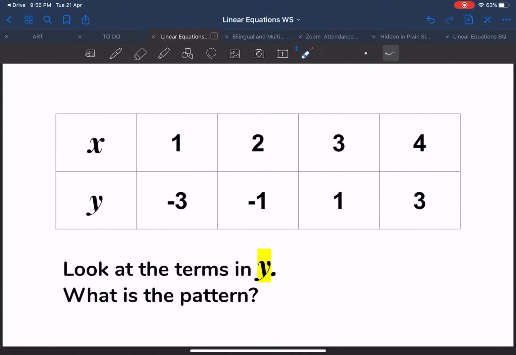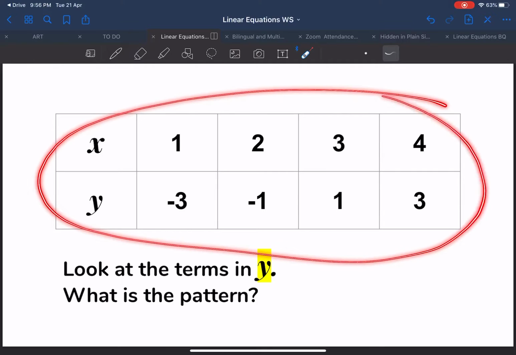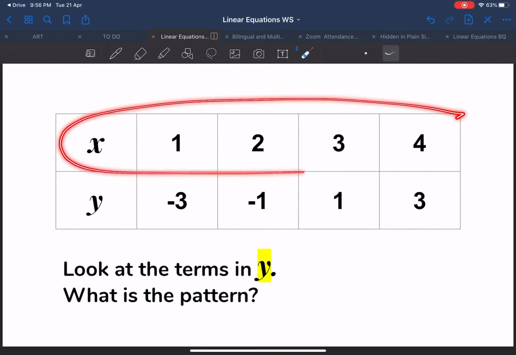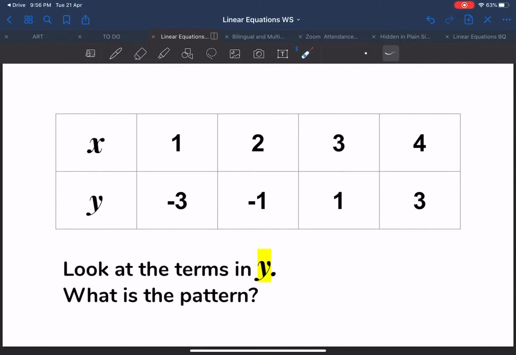Okay? So now this is the same type of table. Remember our input-output table? We just replace the in with x and the out with y. So we have been solving the problem looking at x. Now we are going to look at the problem in terms of y and look for the pattern.